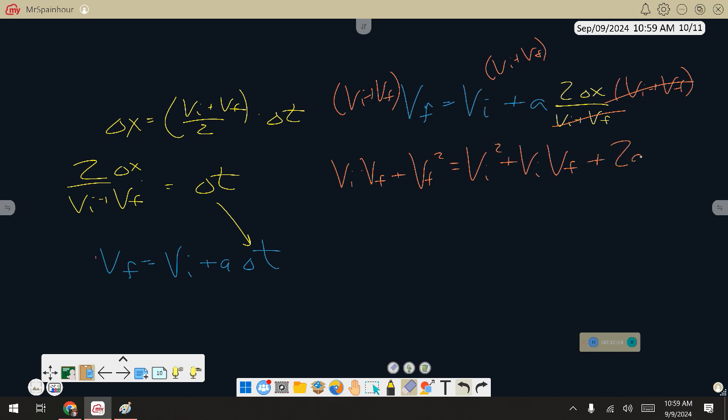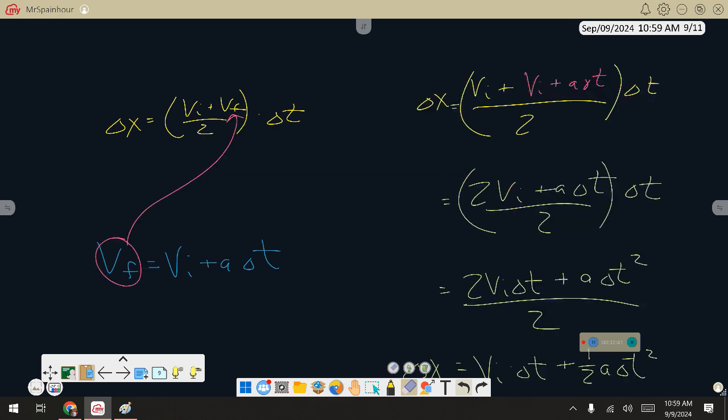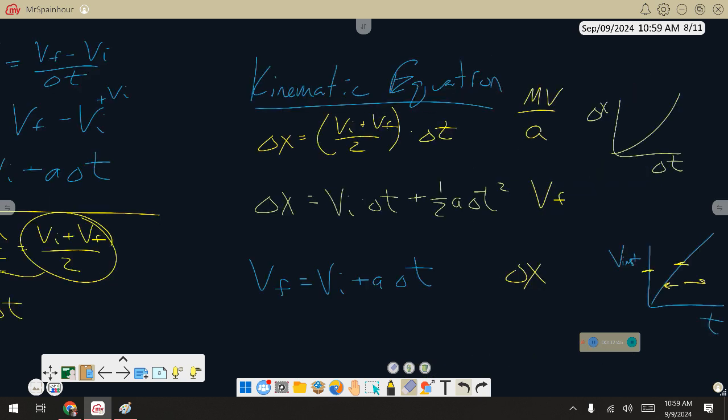2 goes out front, followed by a, followed by delta x. And that looks messy until you realize that what's going to be nice about the VI-VF, as they are the same on both sides, they will cancel. Leaving us with the final kinematic equation. VF squared equals VI squared plus 2a delta x.